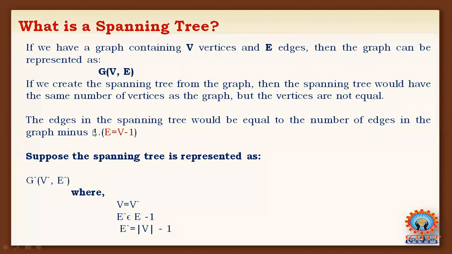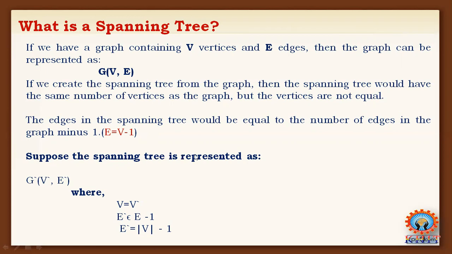That means consider any spanning tree. In the given spanning tree, the number of edges depends on the total number of vertices. The number of edges of a spanning tree is the total number of vertices in the spanning tree minus 1.